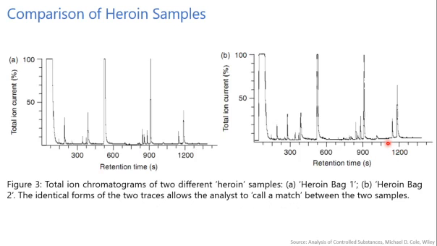So look at this particular figure number 3, which indicates the total ion chromatogram of the two different heroin samples. The first one is heroin bag 1 sample, and the second one is heroin bag 2. The identical forms of the two traces allow the analyst to say that there is a match between the two samples.